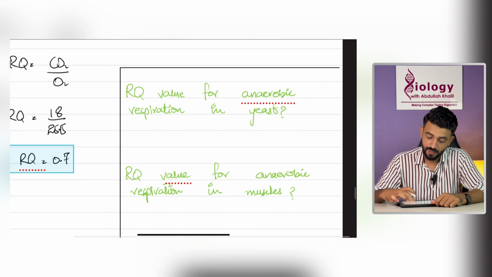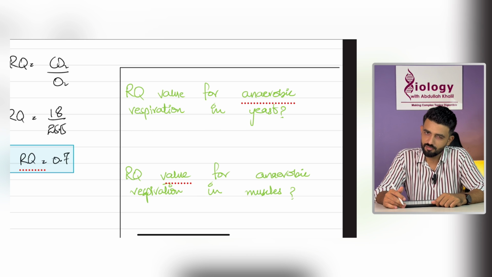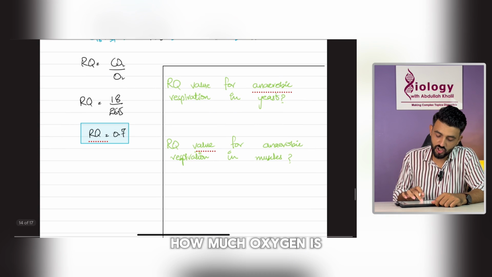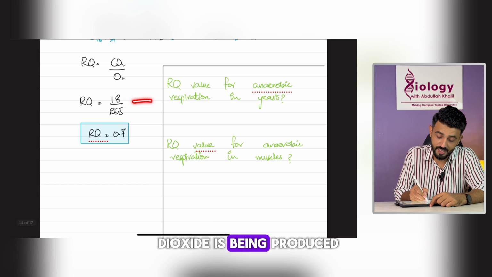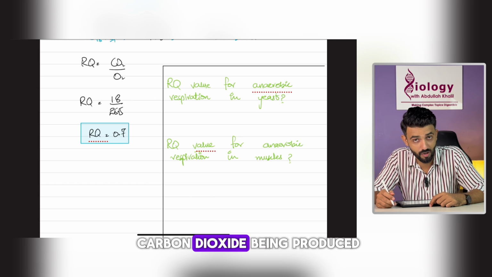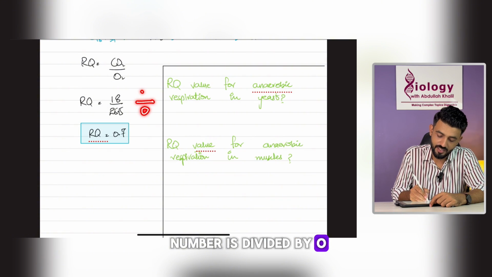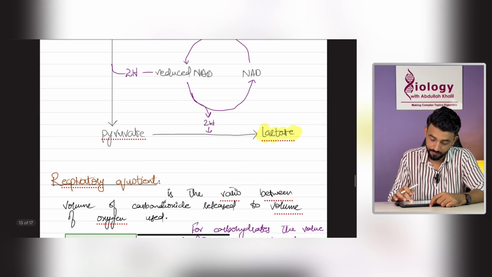Okay. What would be the RQ value for anaerobic respiration in yeast? Well, how much oxygen is being used? 0. How much carbon dioxide is being produced? Well, there is some carbon dioxide being produced. So if a number is divided by 0, the value would be infinity. Let's go back to the equation here.